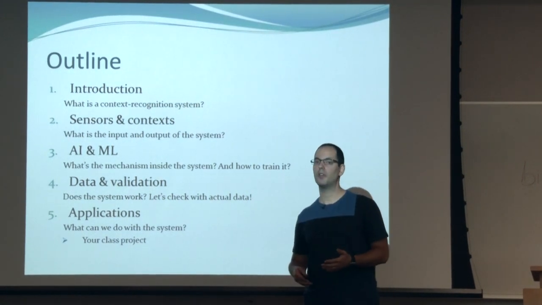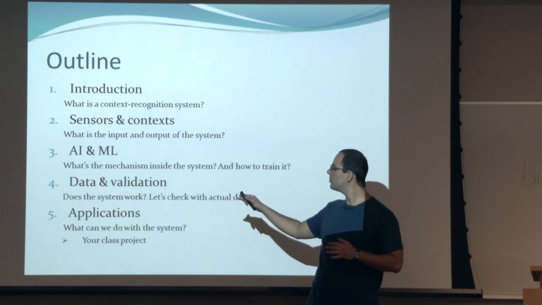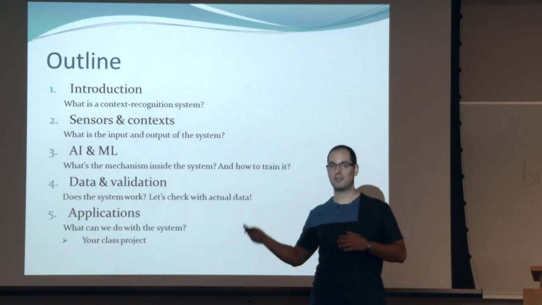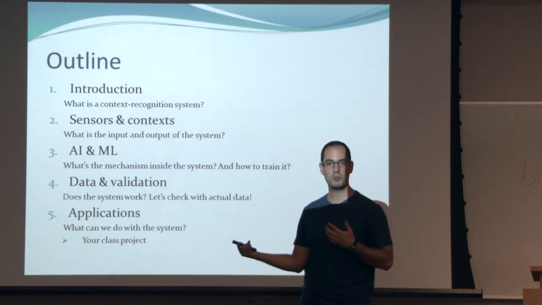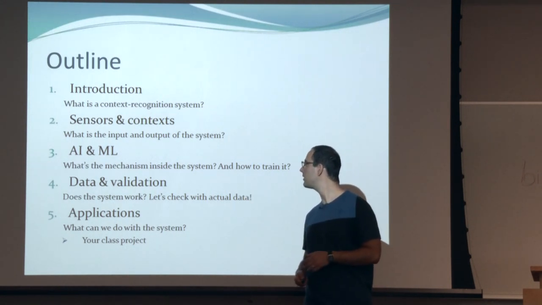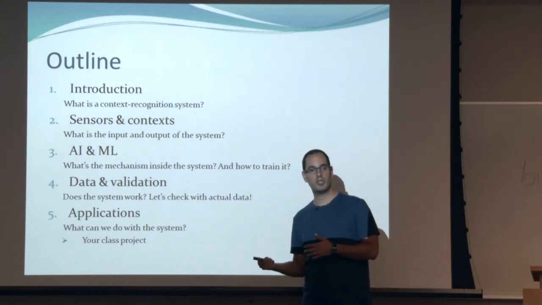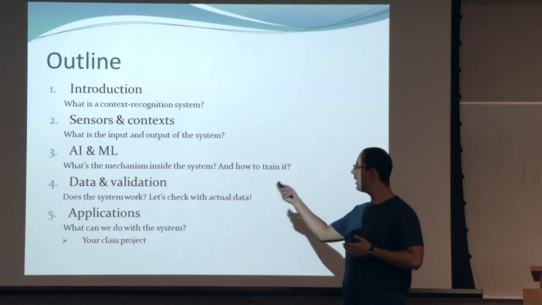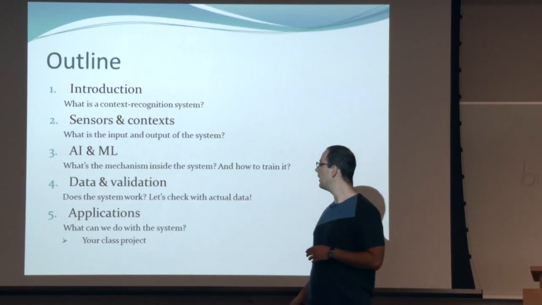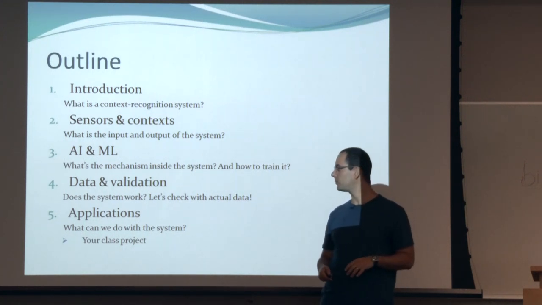Then I'll describe research on context recognition systems in three different aspects. First is the sensors used and the contexts that are recognized, the input and the output of the system. The second aspect is the AI/ML, artificial intelligence and machine learning tools used in the internal mechanism of the system. And the third very important aspect is data and validation, how to collect data to validate the system.